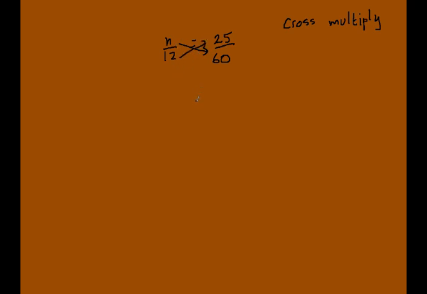Now n times 60, all you have to do is write down the 60 that you see here and just put the n next to it. So 60n. So n times 60 is 60n. So that's how you multiply a variable, a letter, with a number.